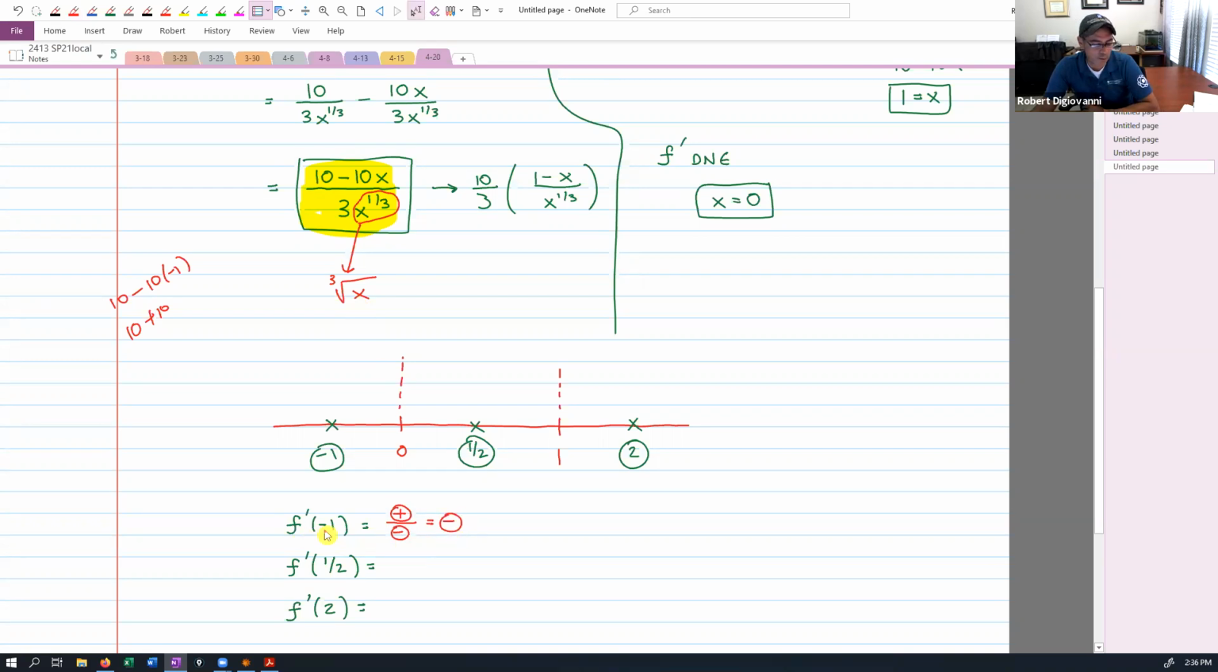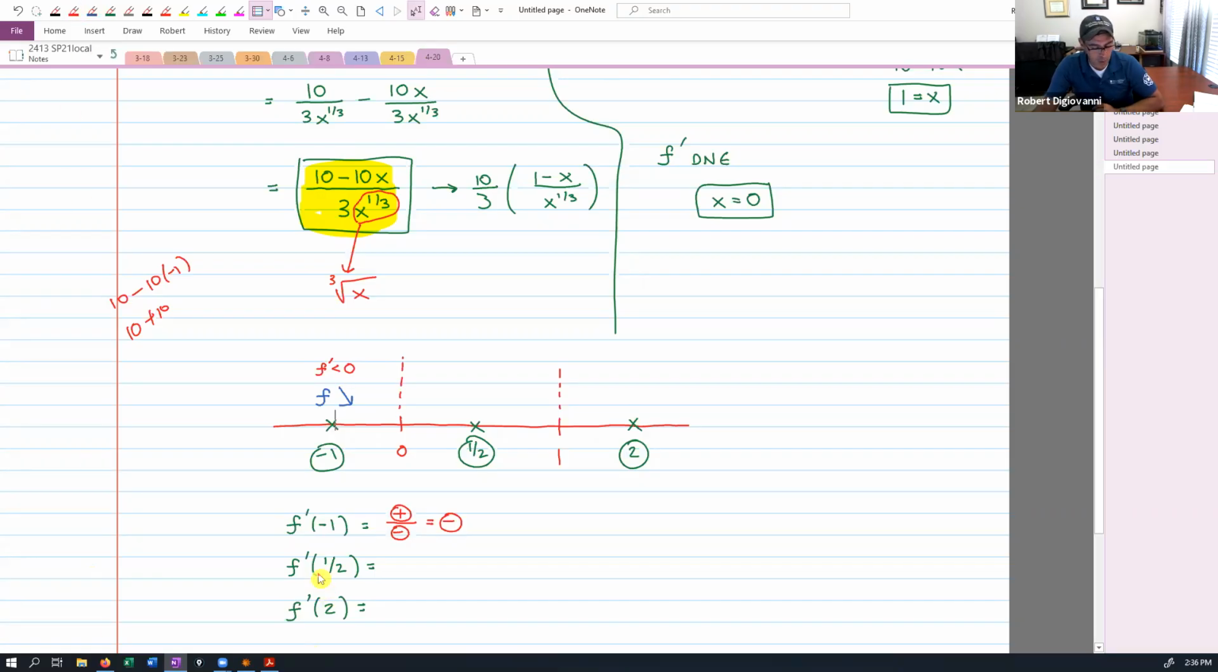So if I plug -1 into the derivative, I get a negative number. That means my derivative over here is negative, which means my original function must be going down over here. We're running out of time. I've got to plug in 1/2 now.